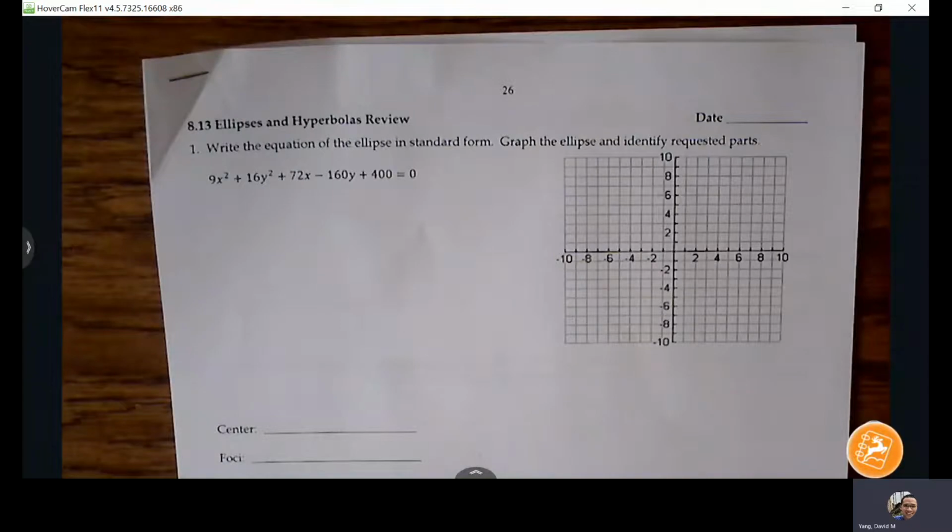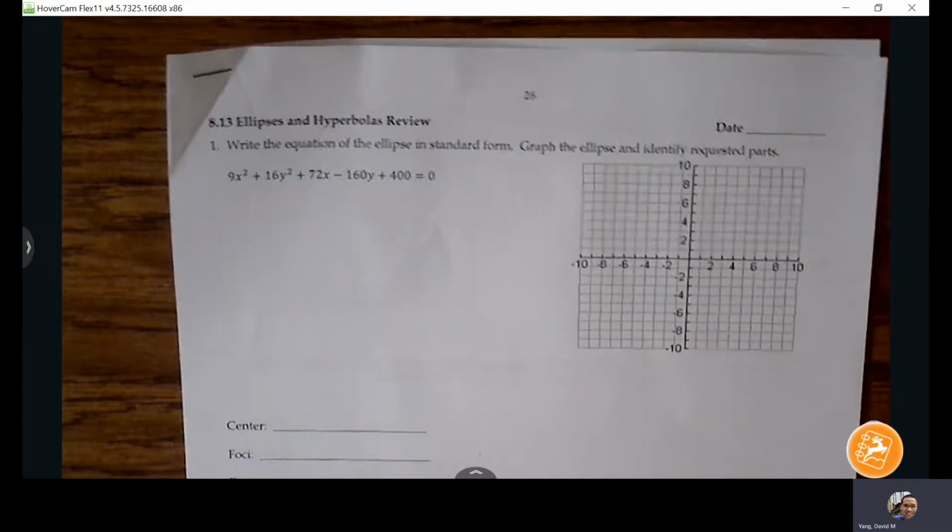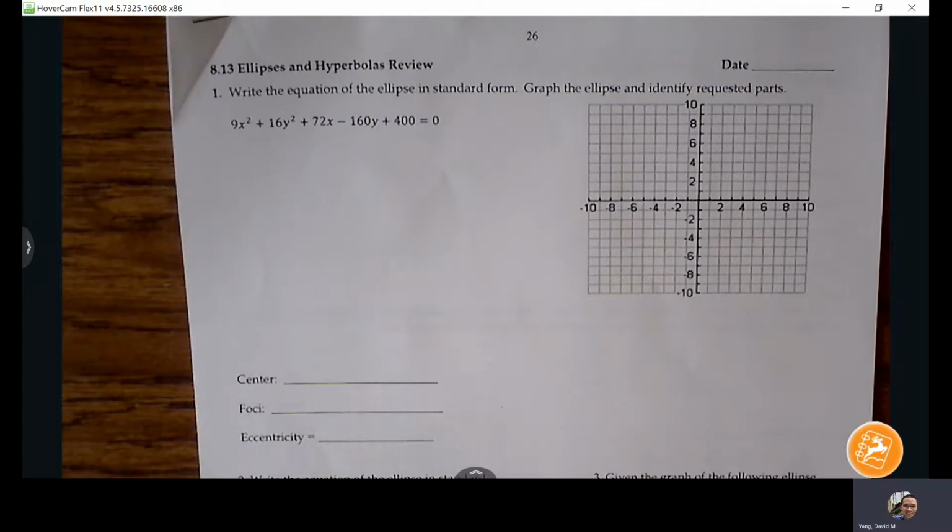Okay, if you guys can turn to page 26 in your packet, we're going to be doing ellipse and hyperbola review. Okay, so again, we're doing a quiz review today.